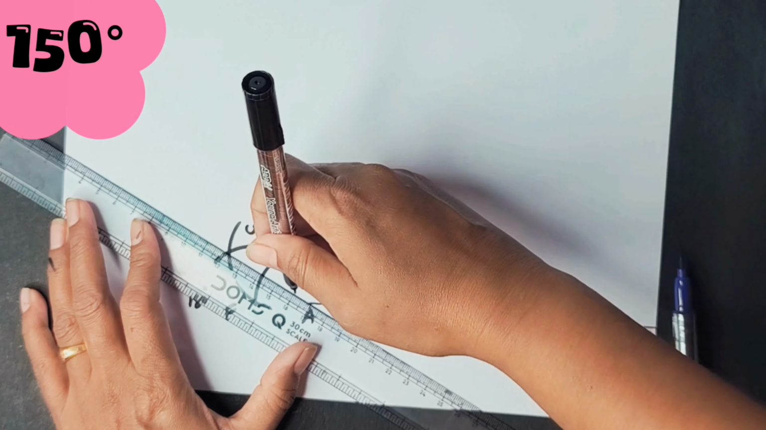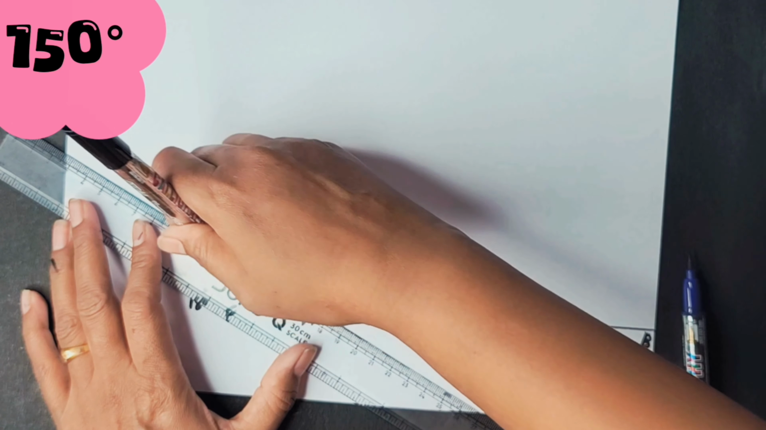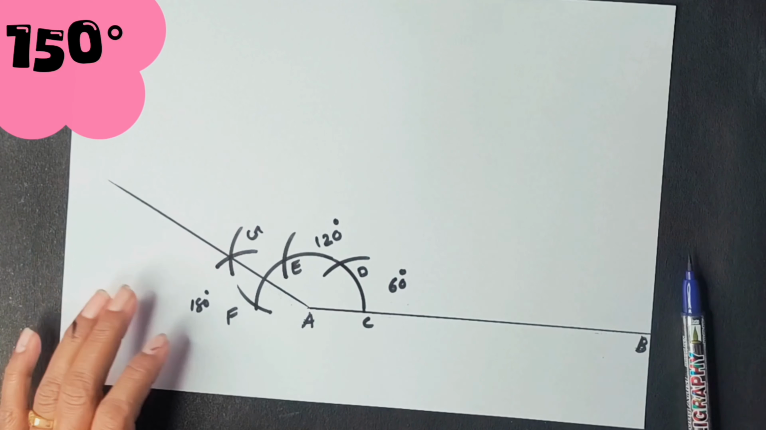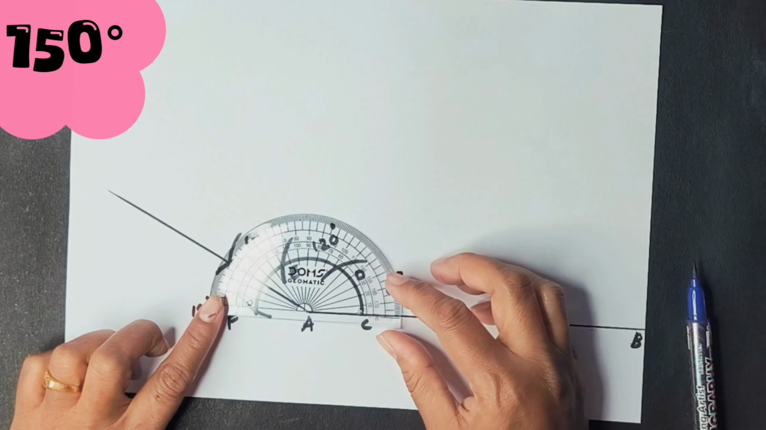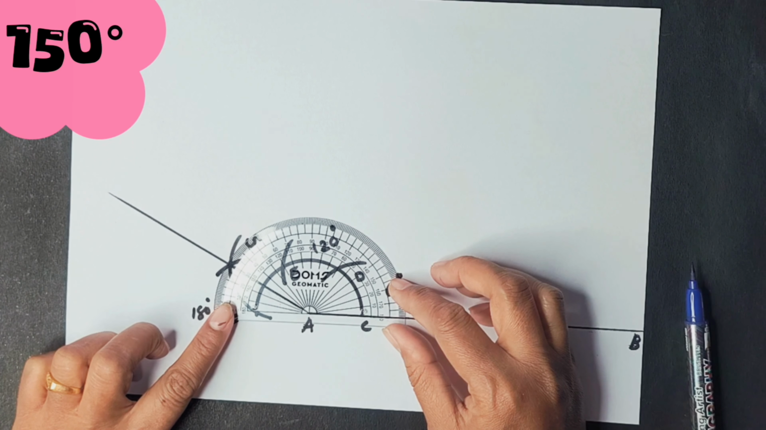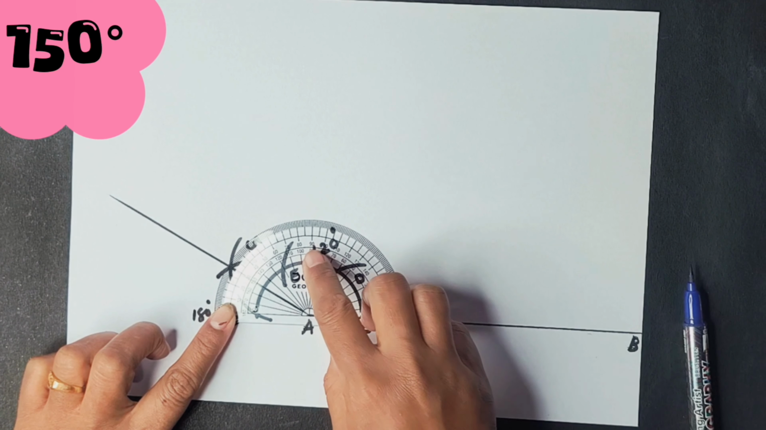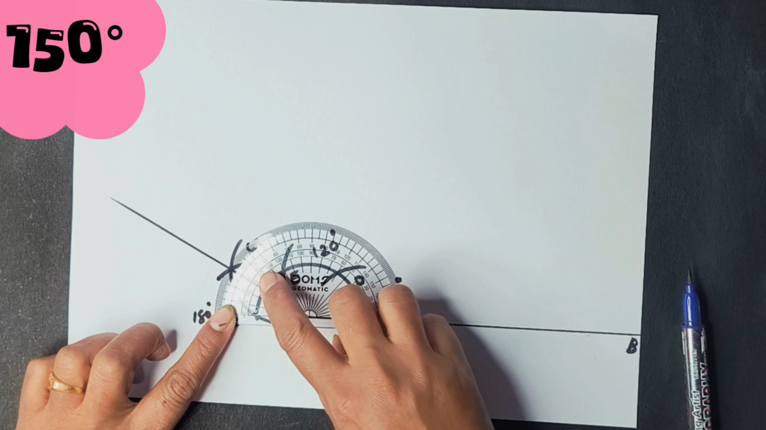In the end, draw a line passing through this intersection point from the endpoint of the line segment. This is the required 150 degree angle. You can check by using a protractor.